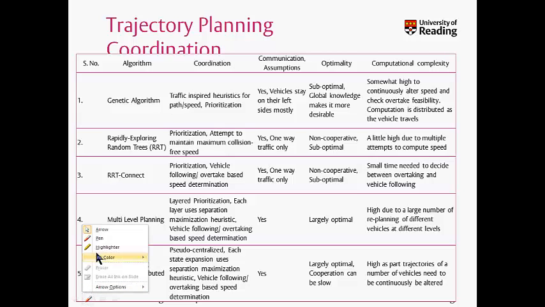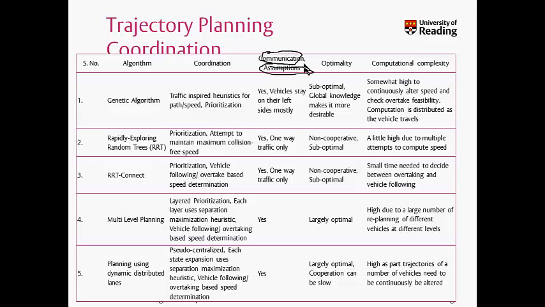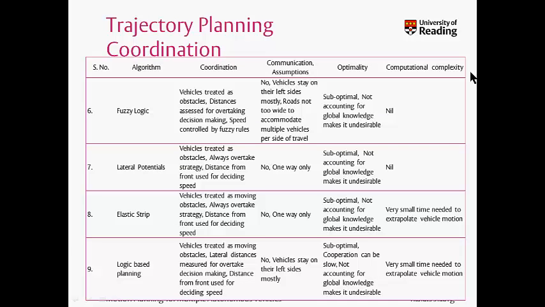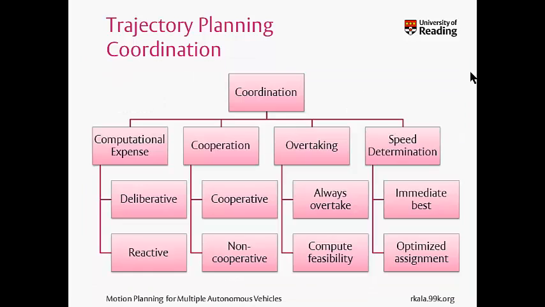And for the problem of coordination, here's another table that you should take time to look at, which states some algorithms assumed communication between the vehicles, others did not. Some assumed the roads to be one-way, the others were for two-way. And I comment upon the optimality as well as the complexity or the computation time. And here are the rest of the algorithms.